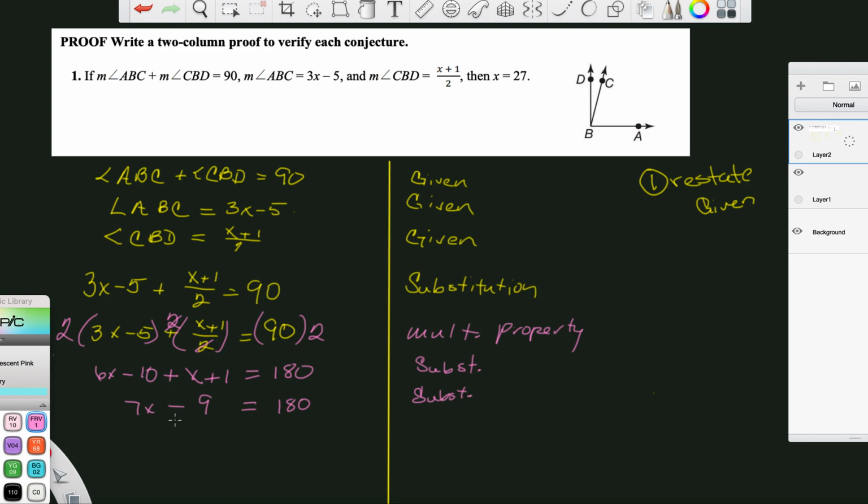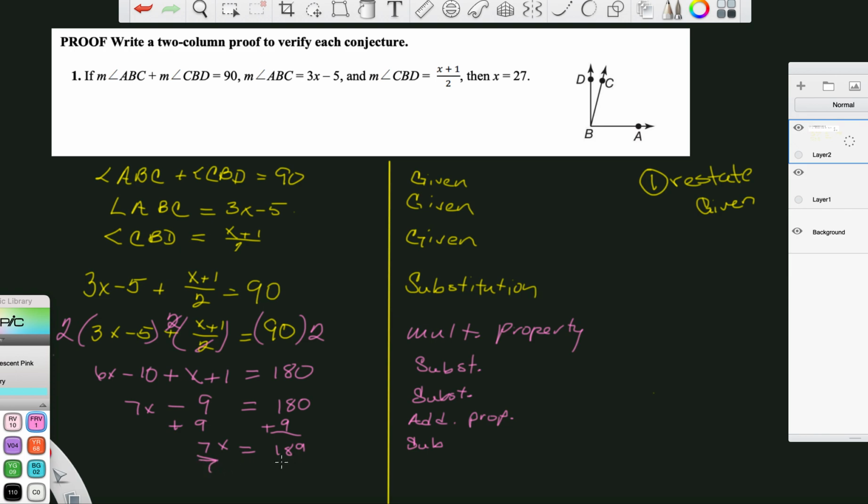I'm going to add 9 to both sides. If I add 9 to both sides, I get 189. This part right here is the addition property of equality. Add prop. And then I'm going to do the math again, which gives me 7x equals 189. And that's substitution again. I'm running out of space, so I'm trying to write real small.